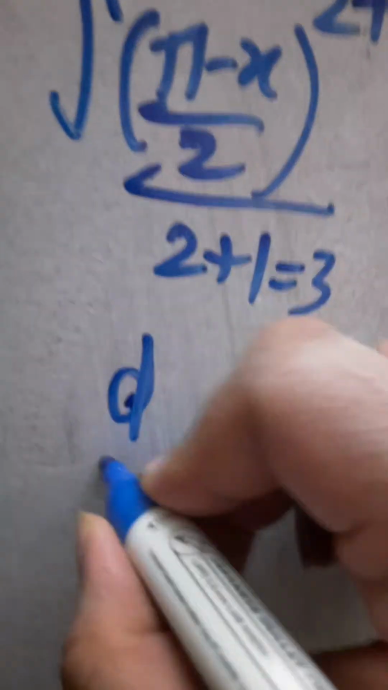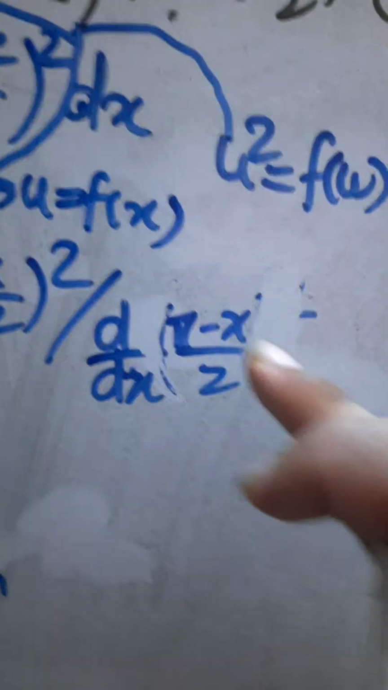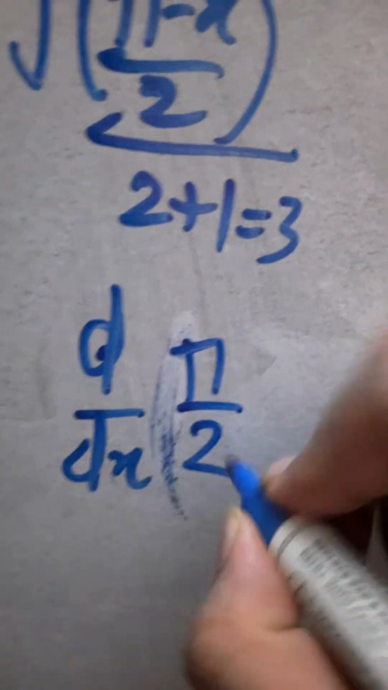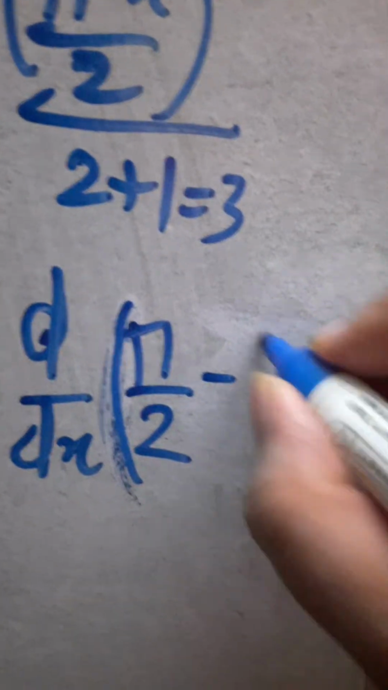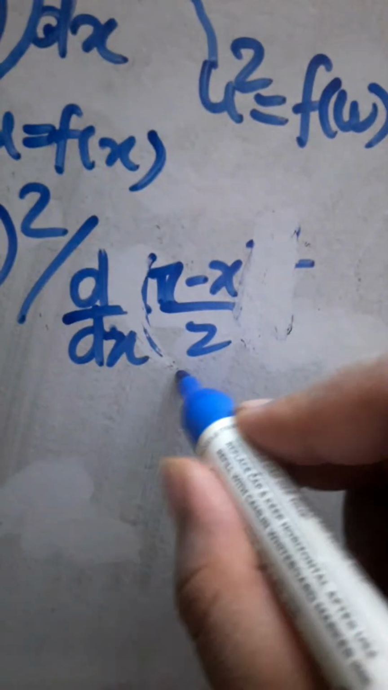So the derivative of pi minus x by 2. I can write pi minus x by 2 as pi by 2 minus x by 2. I just broke this common denominator.